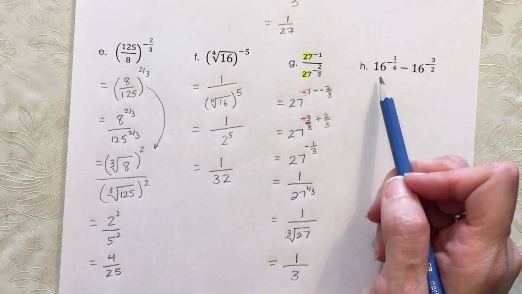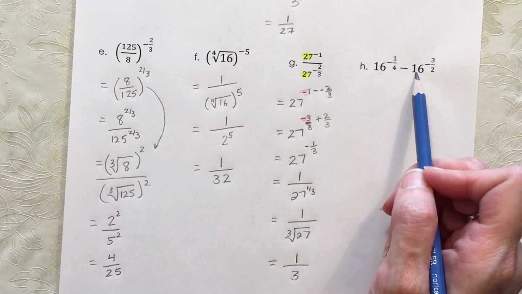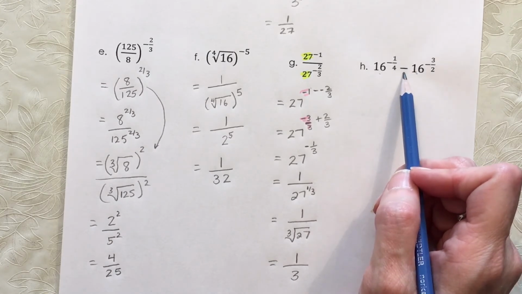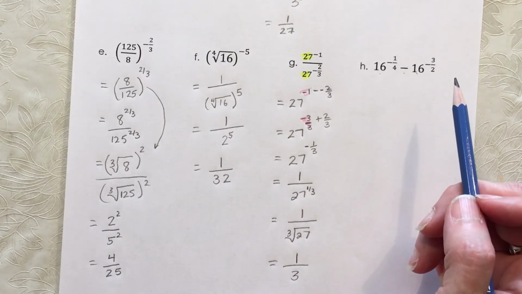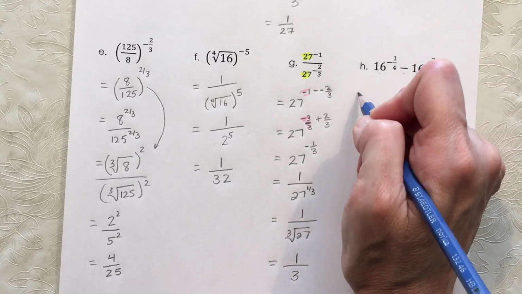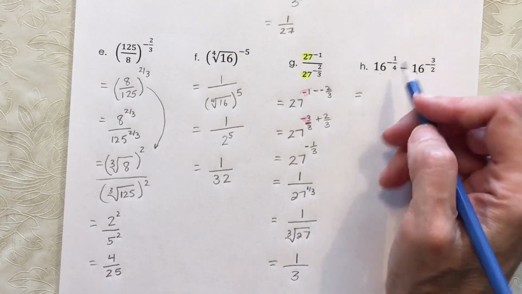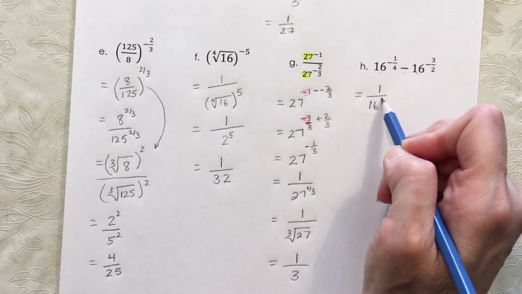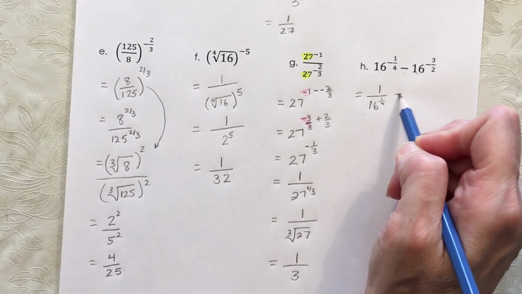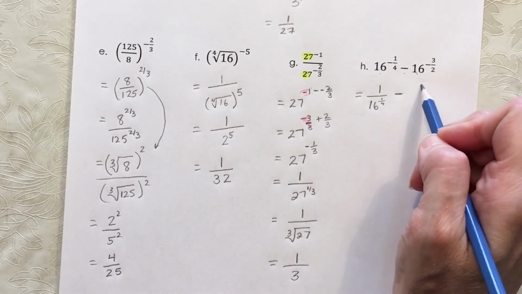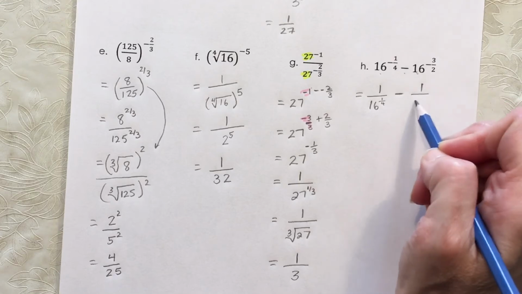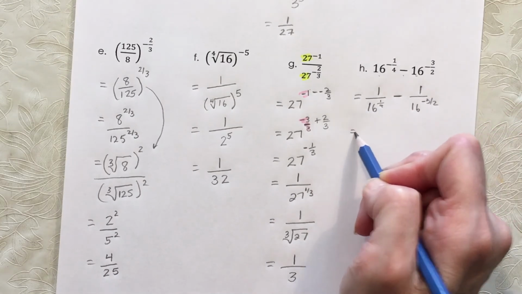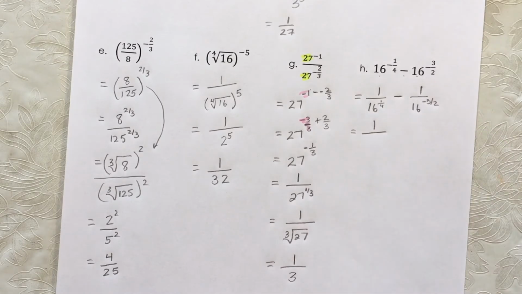Now you may think, okay, in H here, I've got the same base again, but there's no rule for subtracting powers with the same base, only multiplying and dividing. So here we have to do each of these individually. So I've got a negative exponent here, so I'm going to do 1 over 16 to the positive 1/4 minus another negative exponent, 1 over 16 to the -3/2. And then I'm going to write it in radical form.